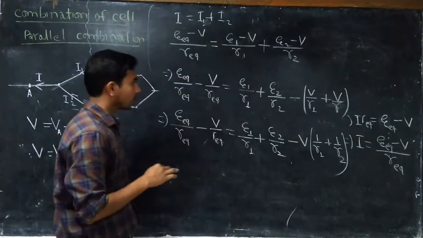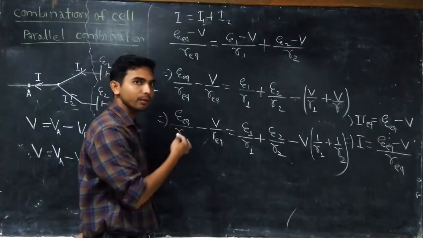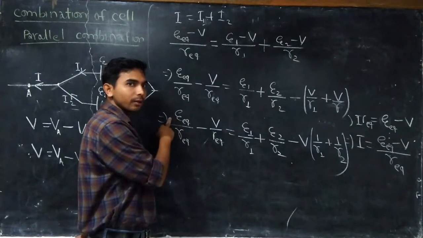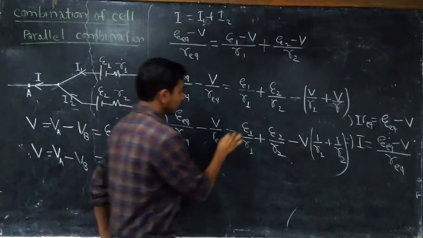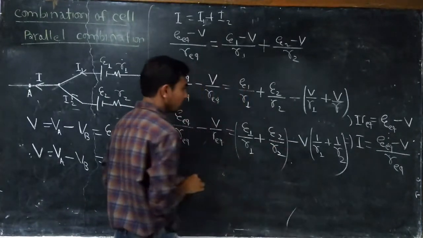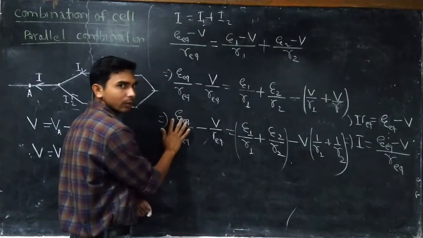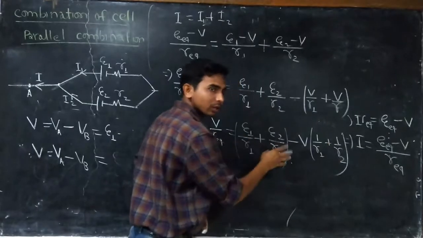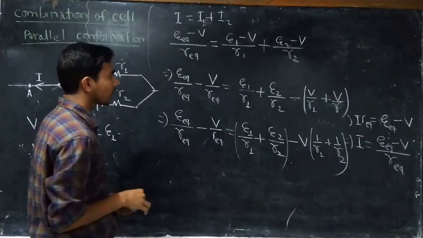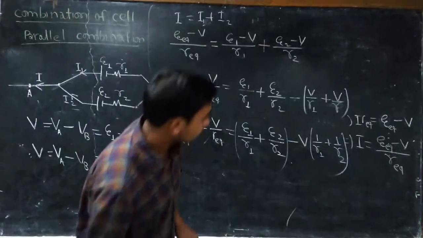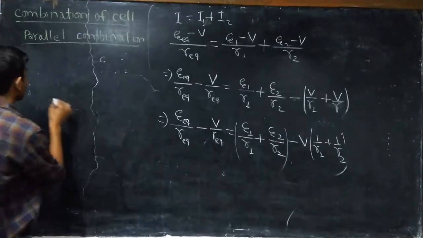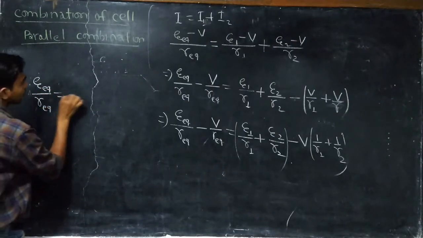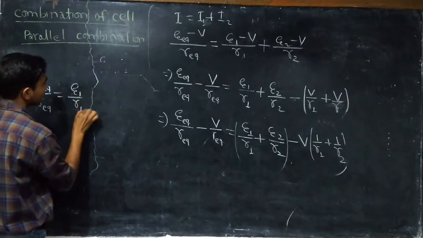Now you can see, by comparing this one, we are able to get the value of R equivalent as well as E equivalent, right? So if you compare it, this value is equal to this value, and your 1 by R equivalent is equal to this value. So further we can write like this: E equivalent by R equivalent is equal to E1 by R1 plus E2 by R2, right?